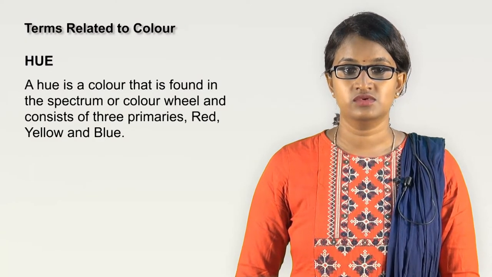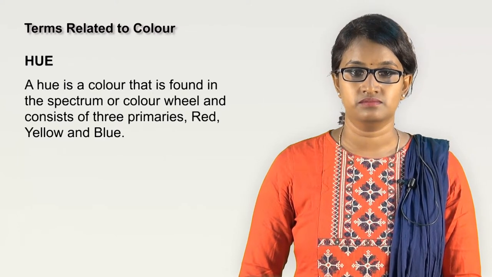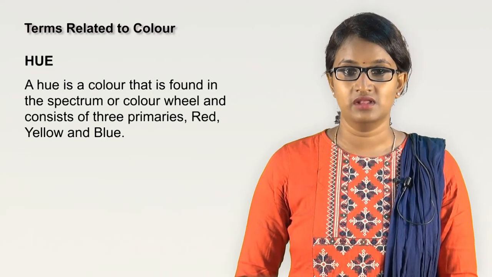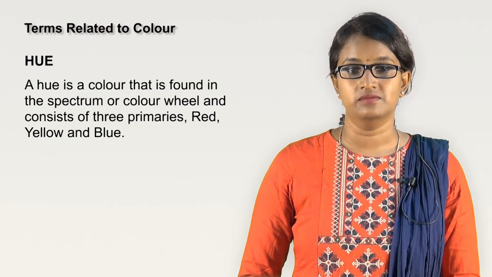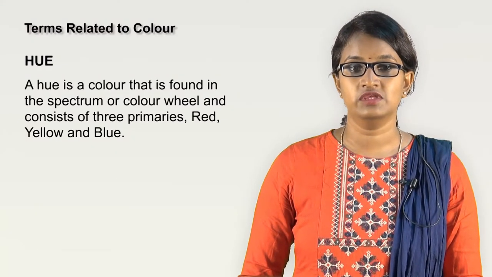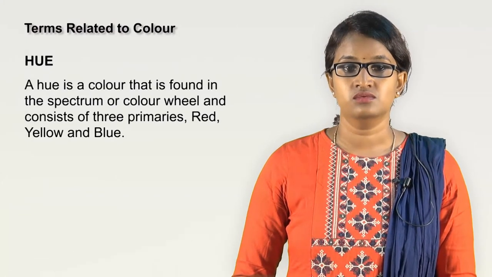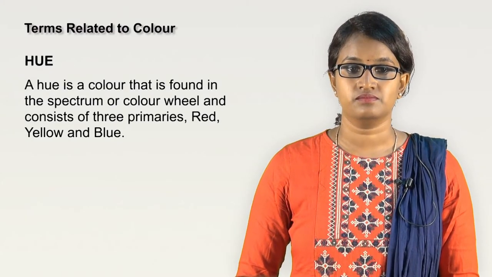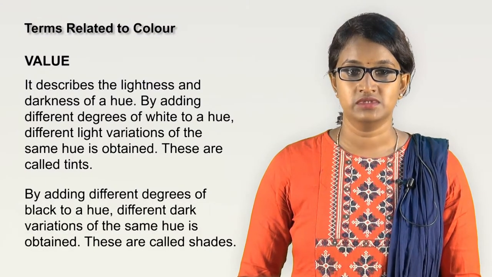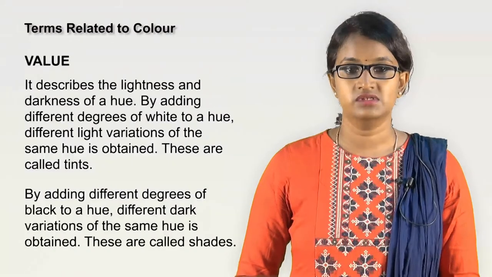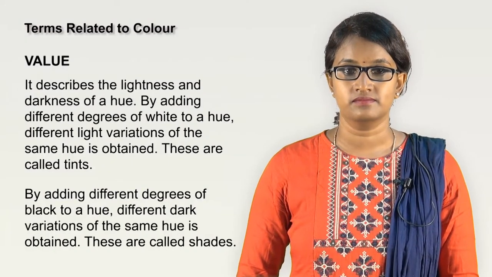Terms related to colors. Hue. A hue is a color that is found in the spectrum or color wheel and consists of three primaries: yellow, red, and blue. Value. It describes the lightness or the darkness of a hue.